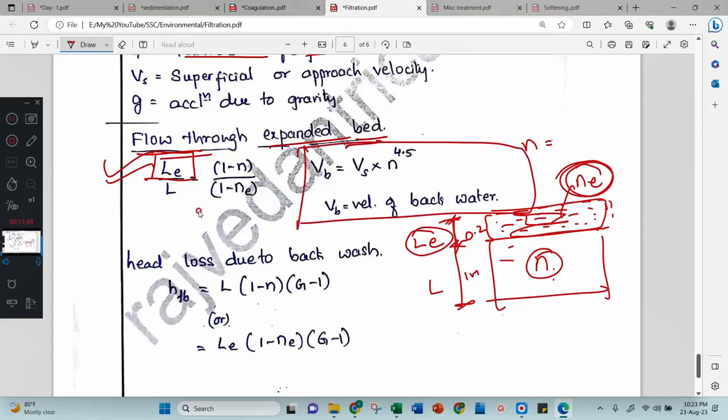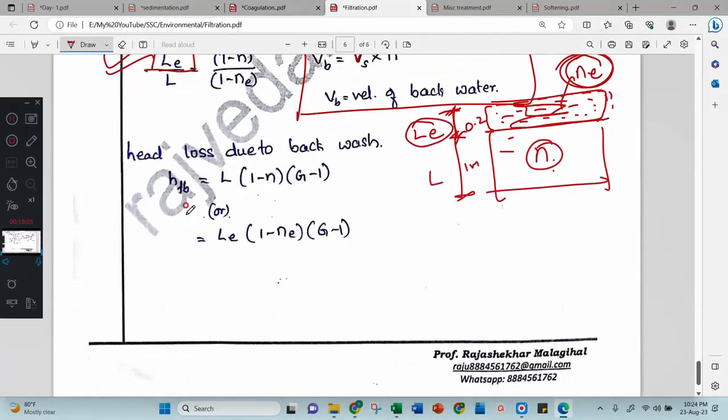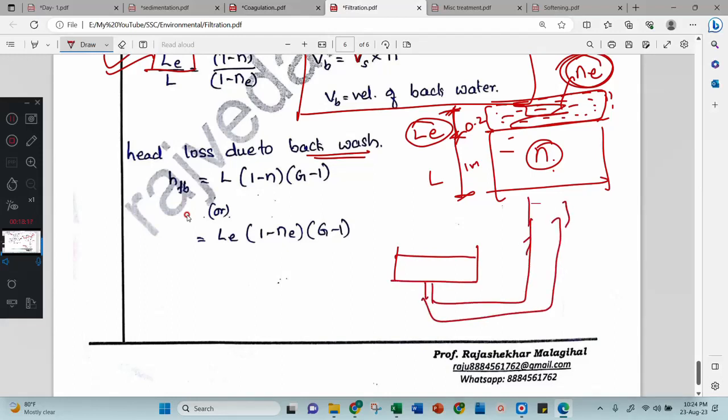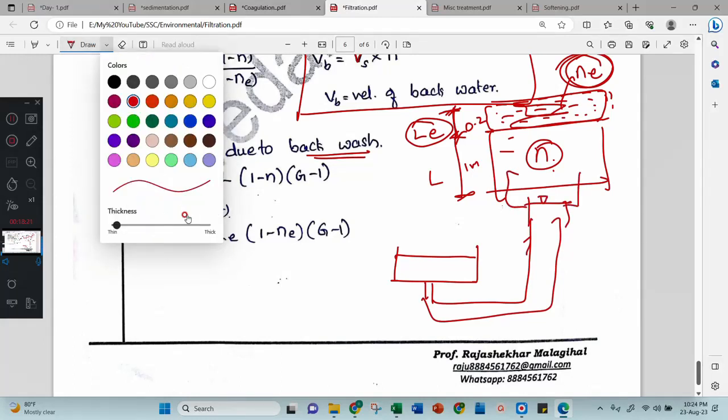Very important backwashing equation. This is Vs, the seepage velocity. Then you will use the backwashing velocity. You can calculate it by knowing some n value, where n is porosity. Then head loss due to backwash. Very important: let us consider you have a filter media here. This filter media is connected with some pipe here. Then your water is stored somewhere. This is some backwashing arrangement. There your water is stored.